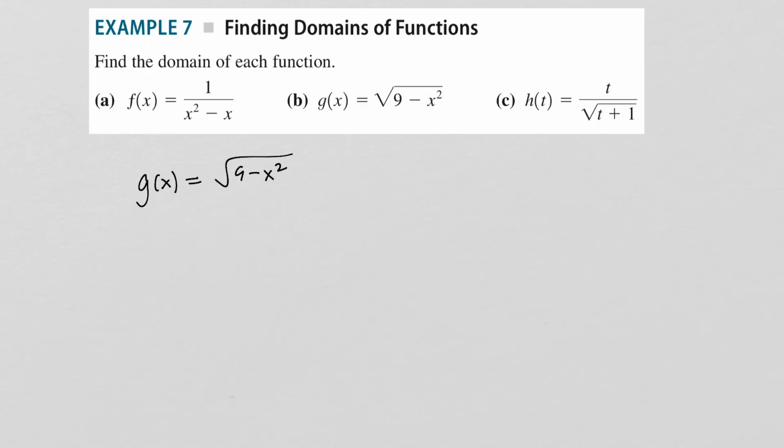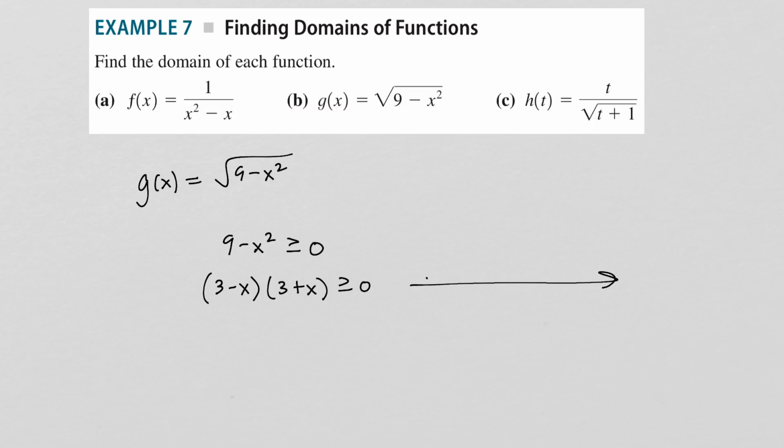Now let me talk about a more mathematical way to find this answer. So we know that 9 minus x squared, which is the expression inside the radical, must be greater than or equal to 0 because we cannot take the square root of a negative number. So what I can do here is a couple of different things. I can factor the left-hand side. So if I factor the left-hand side, it's going to be 3 minus x and 3 plus x, greater than or equal to 0. And again, we know that it's equal to 0 at positive 3 and negative 3. And so all we need to do is test each one of these intervals.